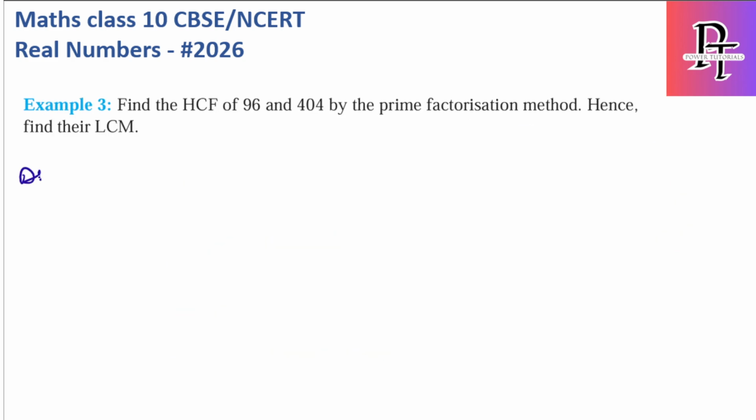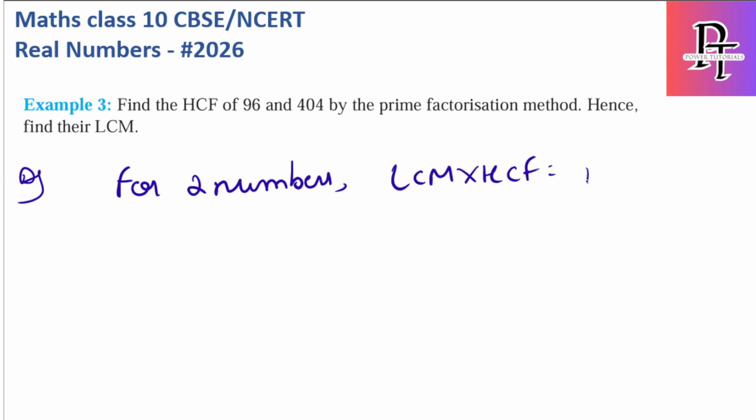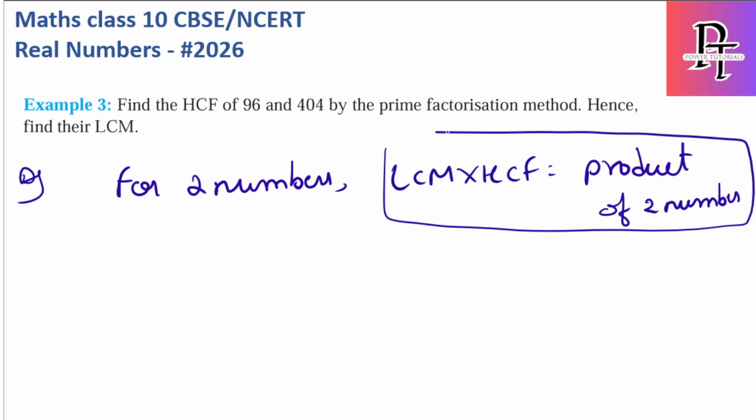Let's see another question. Find the HCF of two numbers by prime factorization method, hence find their LCM. Before that we have one property for two numbers. What is the property? For two numbers, LCM into HCF is equal to the product of them. This is very important, and this question will come for at least 2 marks in your board exam as well. Always remember, it is for two numbers, not for 3 or 4 numbers. LCM into HCF for two numbers is equal to the product of the numbers.